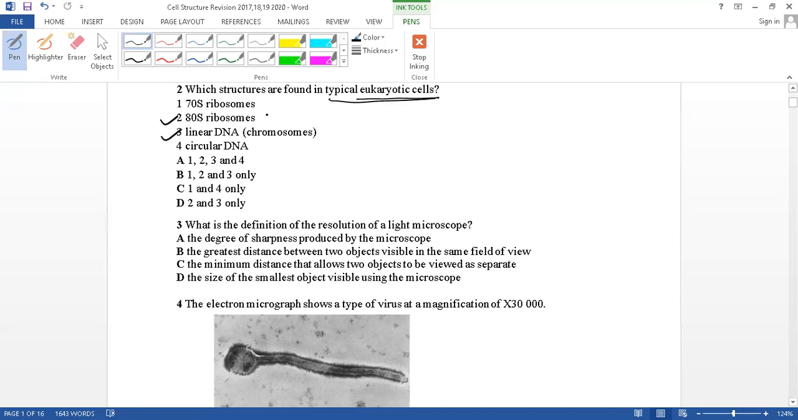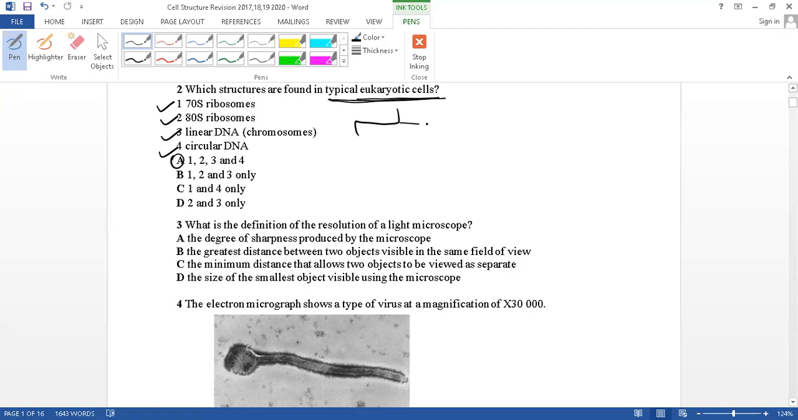Okay, very good. But what about the plant and animal cells having chloroplast and mitochondria? Don't you think that mitochondria and chloroplast have 70S ribosome and circular DNA? So within their chloroplast and mitochondria, they also have 70S ribosome and circular DNA. Yes, so all the options. This is A. All four are present in eukaryotic cell.